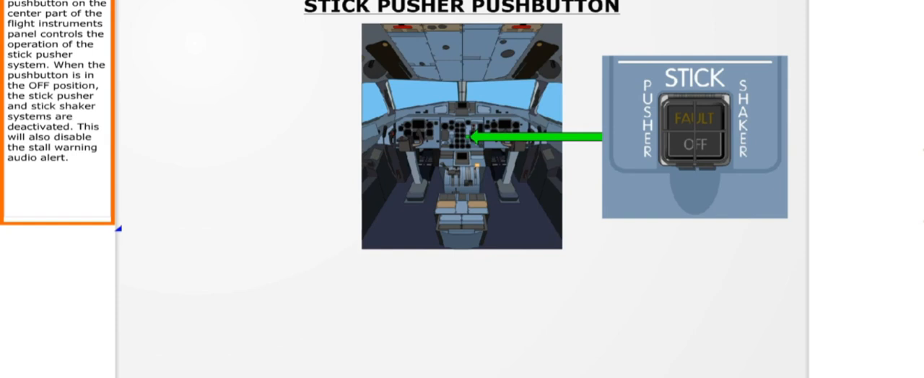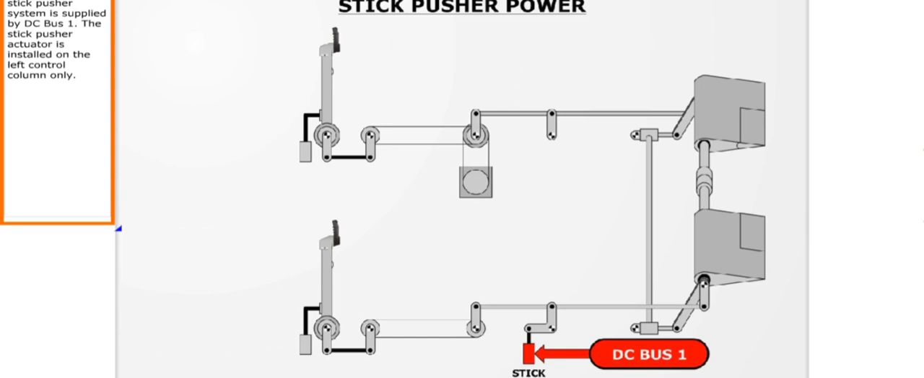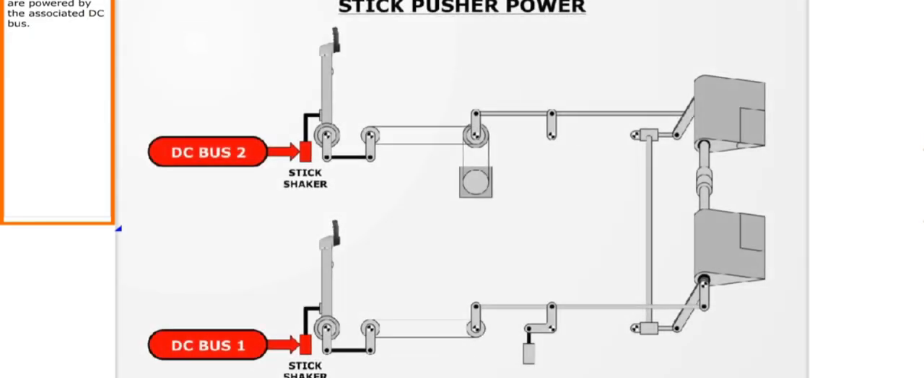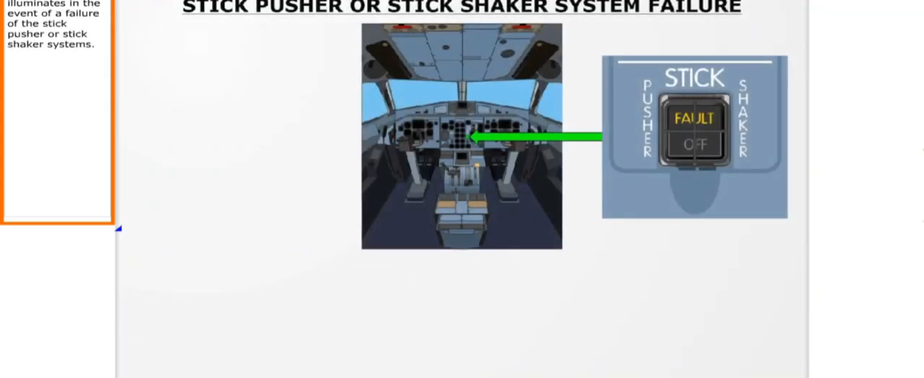The stick pusher push button on the center part of the flight instruments panel controls the operation of the stick pusher system. When the push button is in the off position, the stick pusher and stick shaker systems are deactivated. This will also disable the stall warning audio alert. Power for the stick pusher system is supplied by DC bus 1. The stick pusher actuator is installed on the left control column only. The stick shakers are powered by the associated DC bus. The fault light illuminates in the event of a failure of the stick pusher or stick shaker systems.